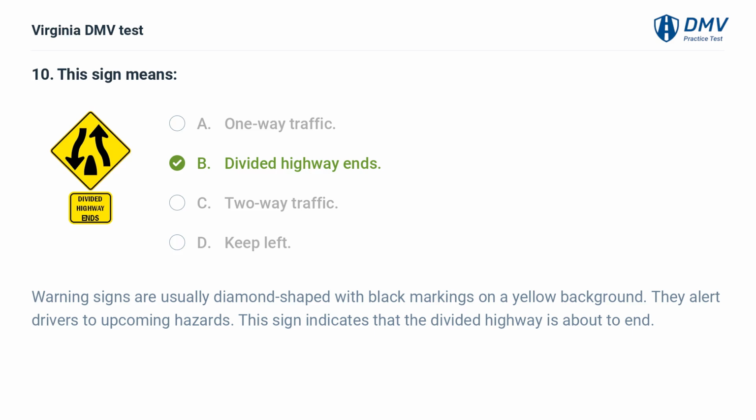B. Divided highway ends. Warning signs are usually diamond-shaped with black markings on a yellow background. They alert drivers to upcoming hazards. This sign indicates that the divided highway is about to end.